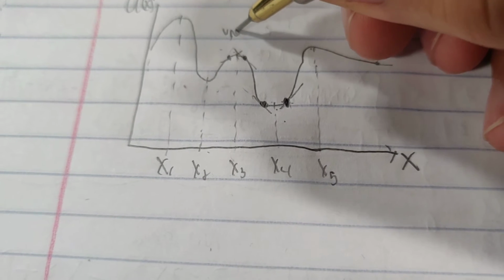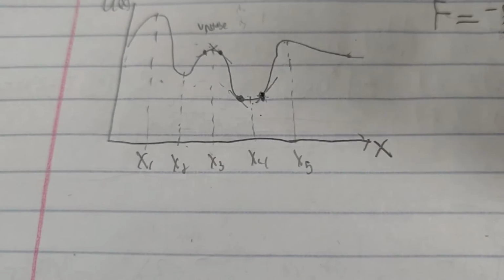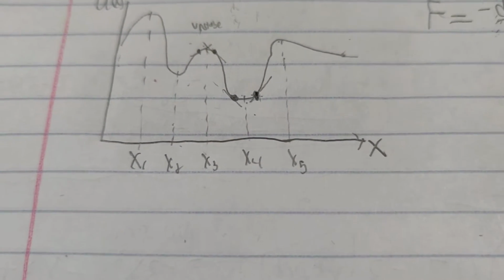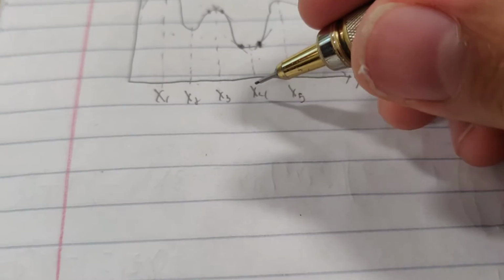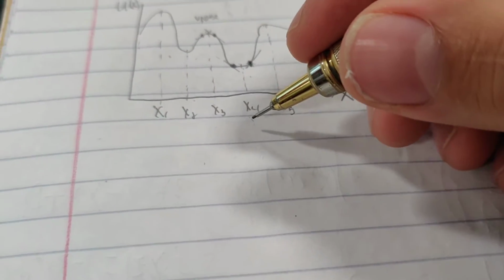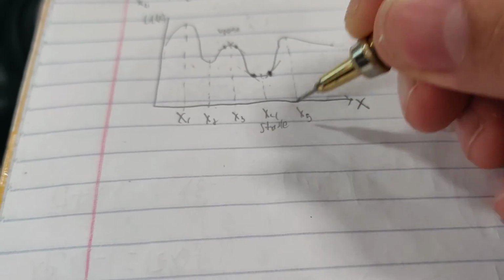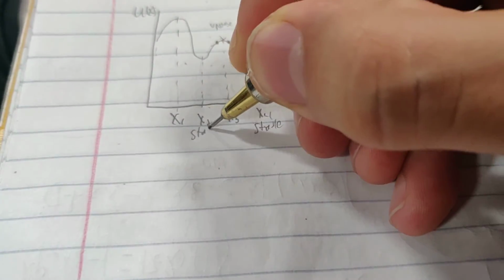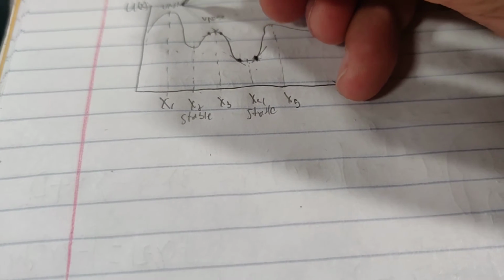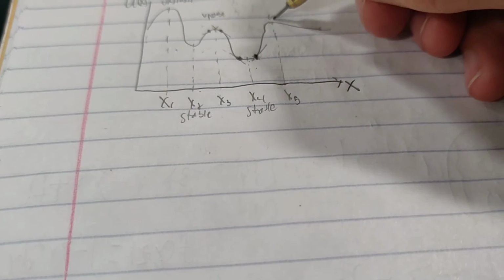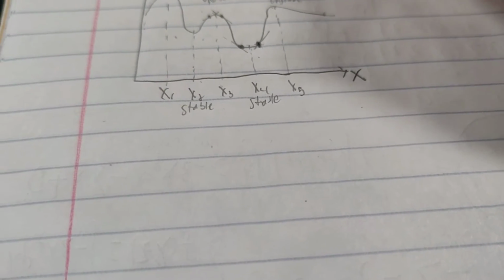We've got stable points here, and I guess here, and we've got unstable points there, there, and there. Okay. Well, what we don't actually have on this graph, we don't have an example of it.